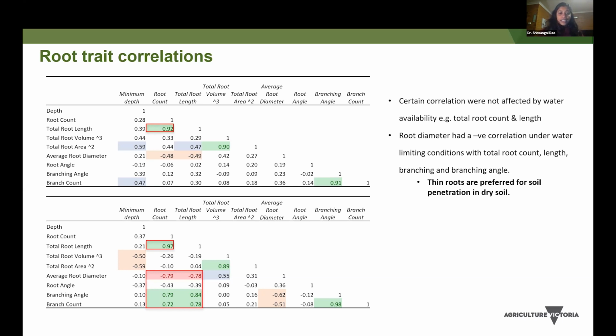Also, branching angle and branch count were positively correlated to root count and root length. Other correlations were of root volume to area and branching angle with branch count.